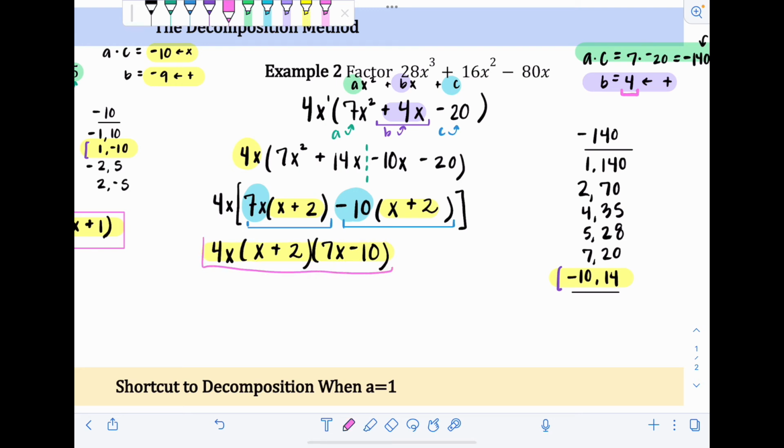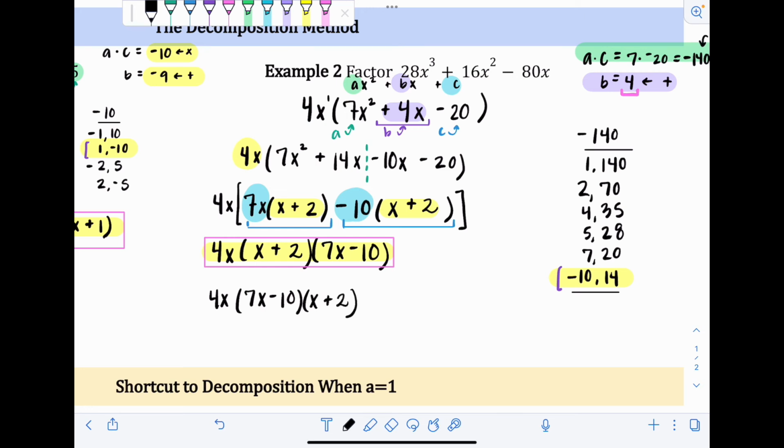And then same thing here. There's different ways to write our final answer. So the order of the parentheses doesn't matter. I don't know why it's not turning into a rectangle, sorry. The order of our parentheses does not matter. So for example, you could also see this written as 4x and then this 7x minus 10 next. And then the x plus 2 next. It's just another way of writing it, but it's the same exact answer and both would work.